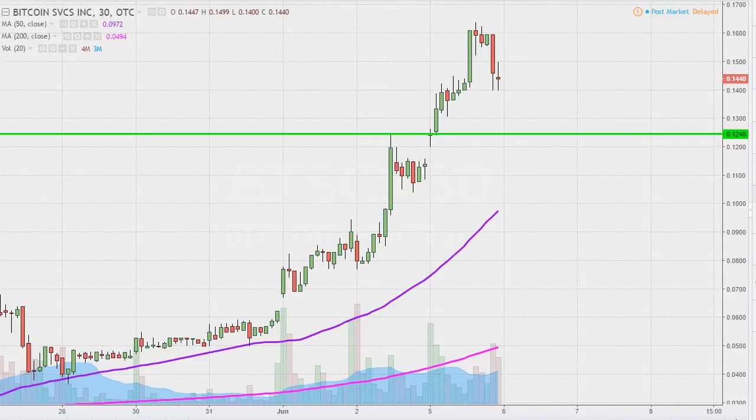Taking a step back, looking at the big picture of things, as I discussed on Friday, it's all about the purple line there, the 50-period simple moving average. As I explained on Friday, keyword being moving. So as time goes by, this line is just going to keep on moving upwards like that.